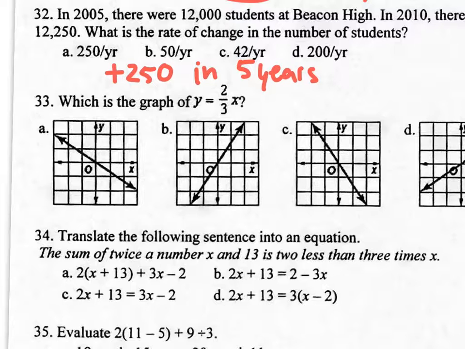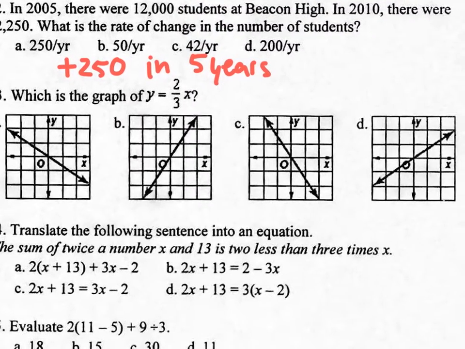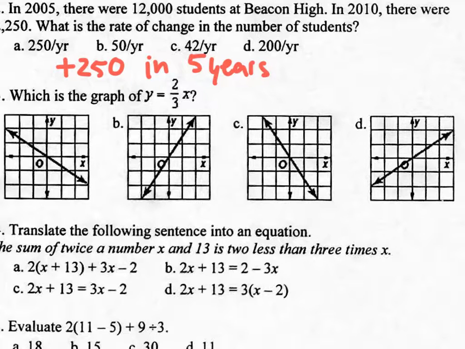Now if you look at all these answers, it's talking about number of students per year that it increased. So what do we need to do? We need to take this 250 and divide it by 5. Or another way of looking at this is visually, or thinking about it in terms of rise over run. How much did the students' population rise? It rose 250. And what was the run? The run was 5 years, right? Rise over run, that's your slope.